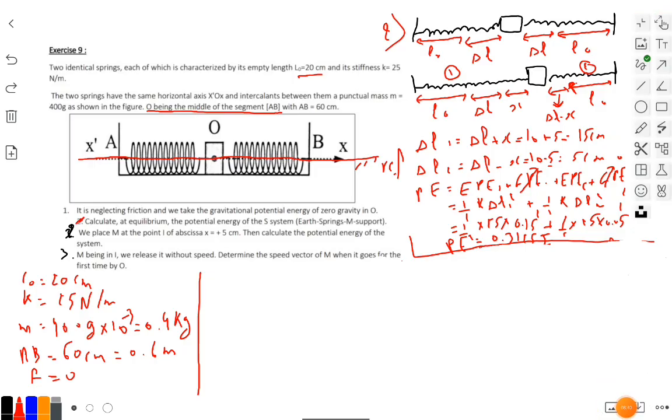Part 3. M being in I, we release it without speed, so Vi is equal to 0 meters per second. Determine the speed vector of M when it goes for the first time by O. We have friction equal to 0, so mechanical energy is conserved.